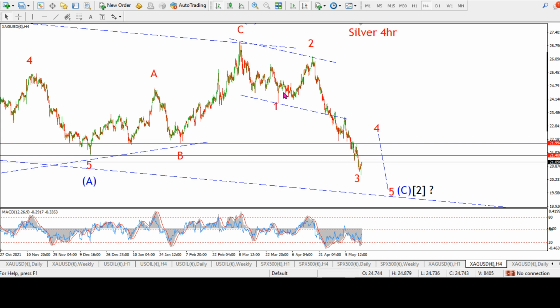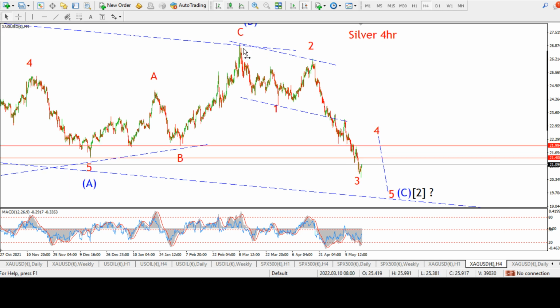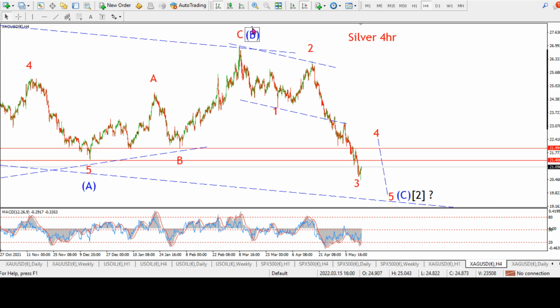Okay, here's silver. If you've been following these videos, back in March I was labeling this as a B wave high, and I was expecting a large C wave decline. Boy, did we get that large C wave decline. We got an initial 1-2 lower high, bearish lower high, and then we have completely capitulated over the last 2 weeks down into a third wave.